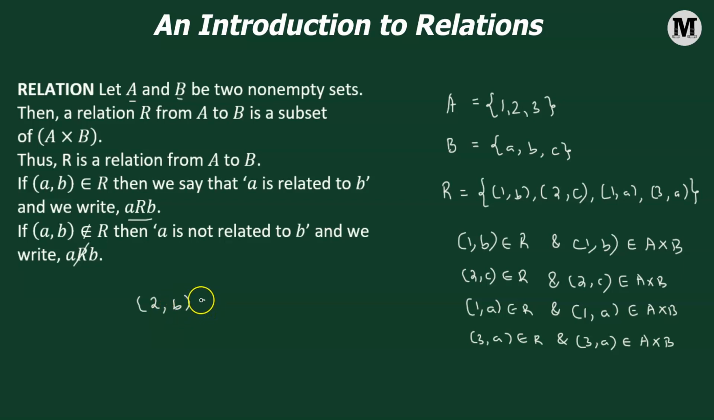But if we consider another ordered pair, (2, b), clearly (2, b) does not belong to the set R. While (2, b) belongs to the Cartesian product of A and B, since (2, b) does not belong to the relation R, we will simply write it as 2 not-R b, meaning that 2 is not related to b.